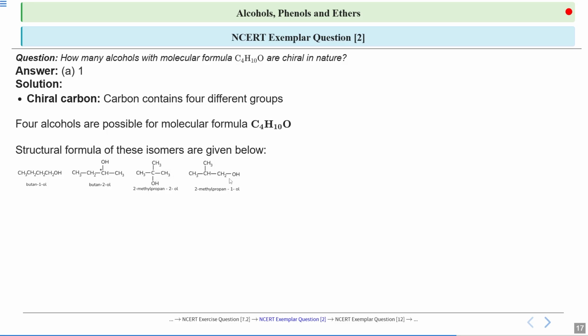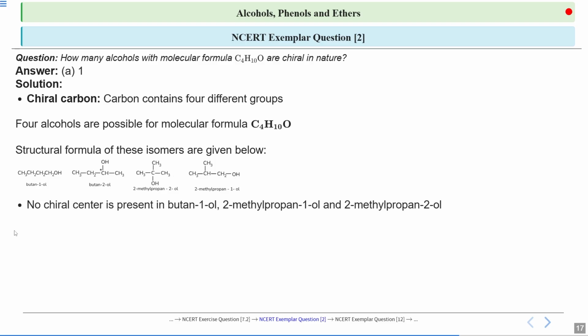And then we get 2-methyl propane 1-ol. That means the hydroxyl is again at the very first carbon, but a methyl is substituted at the second carbon. So you get these 4 different isomers having the molecular formula C4H10O. Now from these 4 different isomers, you have to select the alcohol which is chiral in nature, which contains a carbon having 4 different groups attached to it.